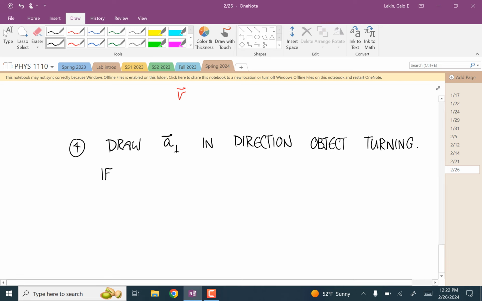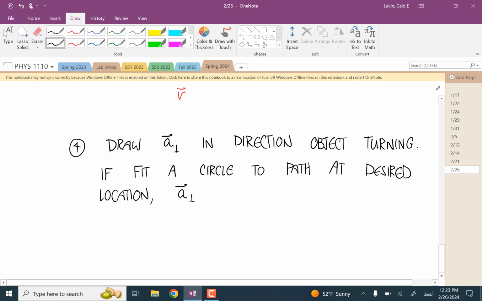If you fit a circle to the path at the desired location, A perpendicular is toward the center of the circle.